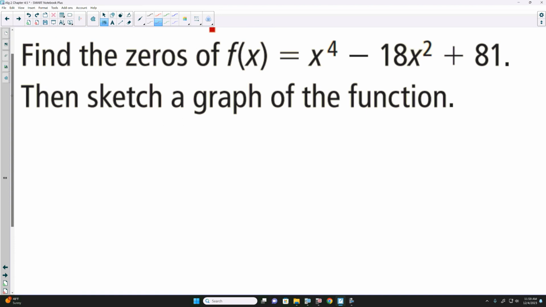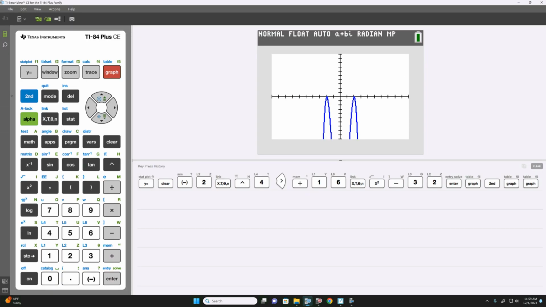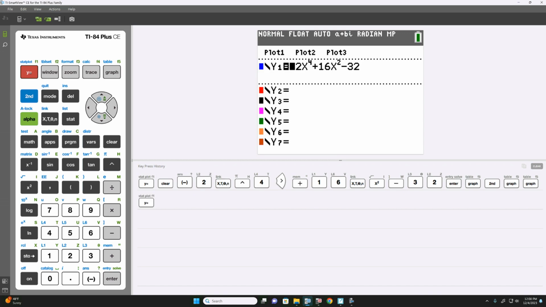Let's look at another one. X to the 4th minus 18x squared plus 81. And we're going to solve this by finding the zeros. Well, again, let's grab the graphing calculator and graph this. So the first thing we're going to do is hit y equals, and we can clear that out.